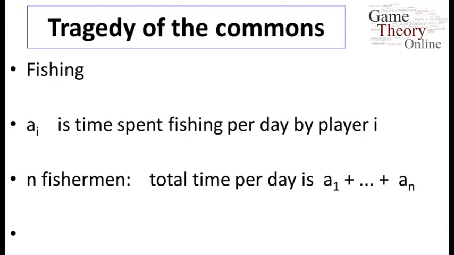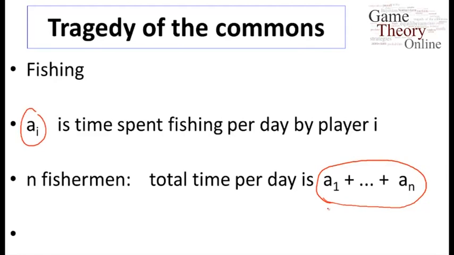So what are we looking at? We're looking at a society. Think of a society of fishermen. They all have a choice of how much time they want to spend fishing. In particular, the choice they're going to have here is a_i, which represents the amount of time spent fishing per day. If we have n fishermen in the society, then the total time spent fishing in the lake near the society is a_1 plus a_2, etc., plus a_n. So the sum of all the times they spend is how much aggregate time there is per day fishing.